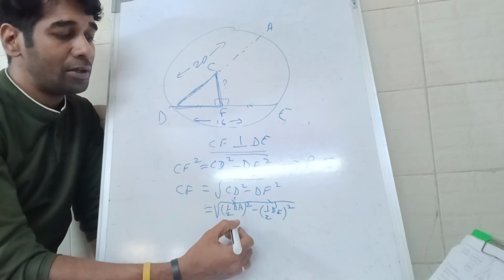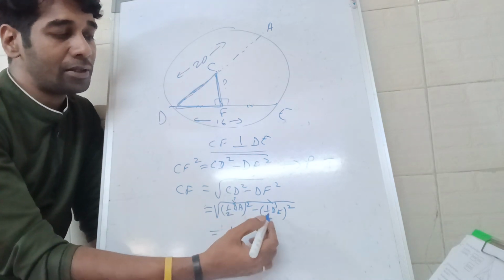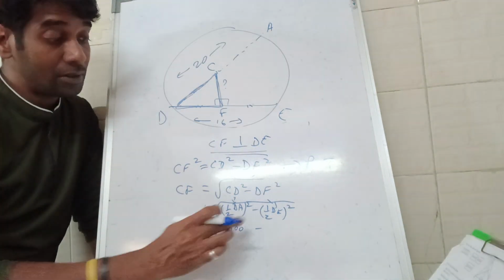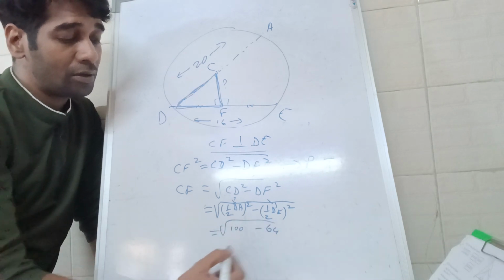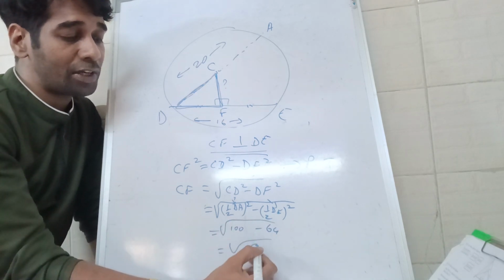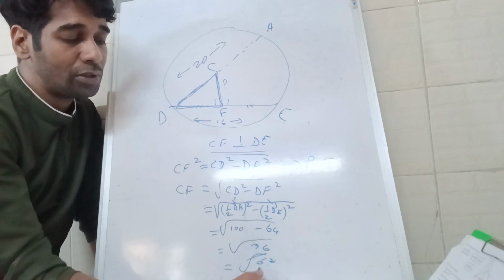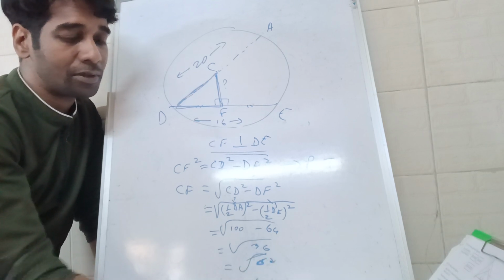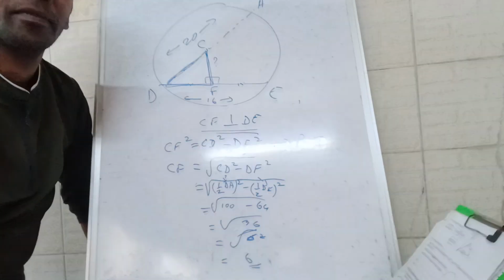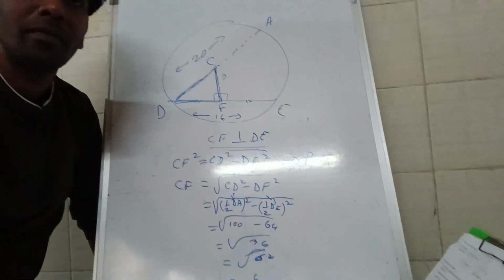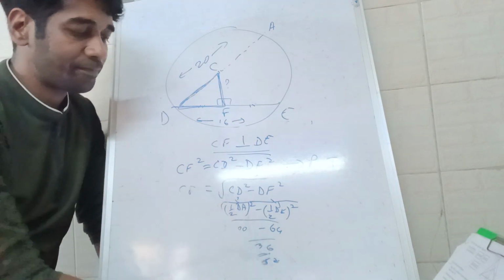Half DA will give me 10 square, that is 100, minus half DE, half into 16, that is 8 square, that will give me 64. 100 minus 64 will give me root of 36. That is 6 square. Square root goes out. So left is 6. So CF will be 6. Next sum.